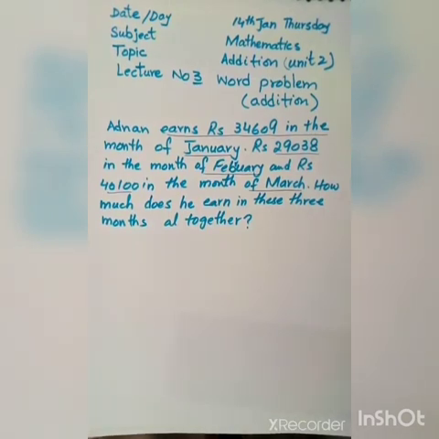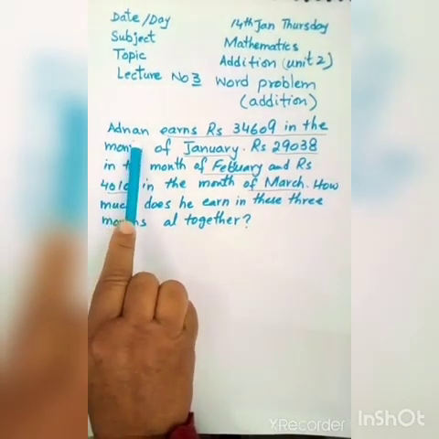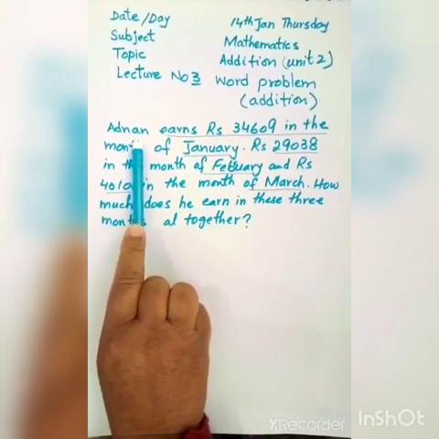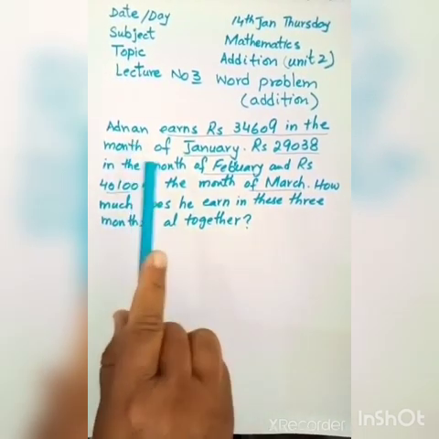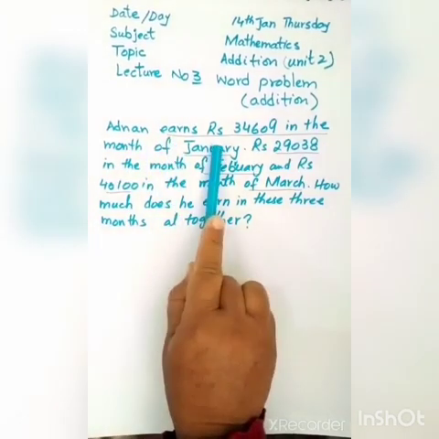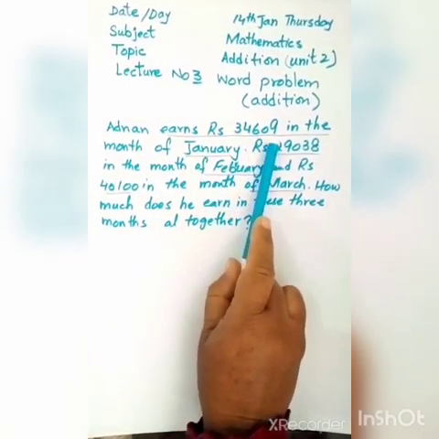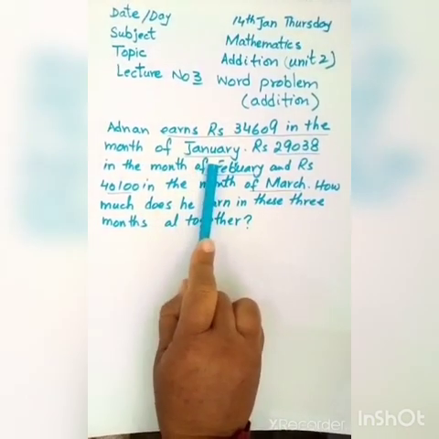Word problem in addition. First of all, look children at the question and read it again and again, then you will understand how you will do it. Look, Adnan earns rupees 34,609 in the month of January.